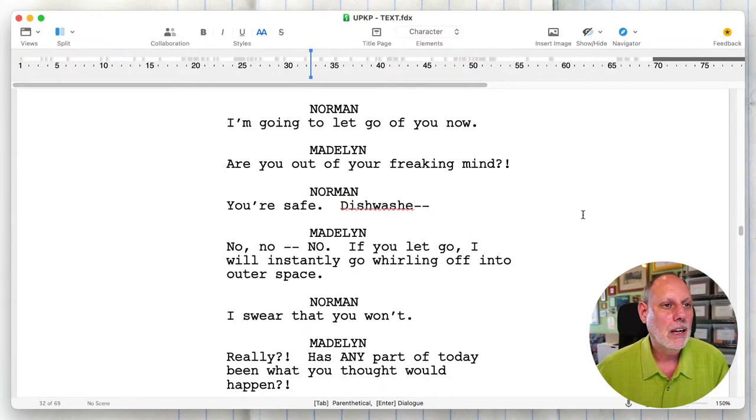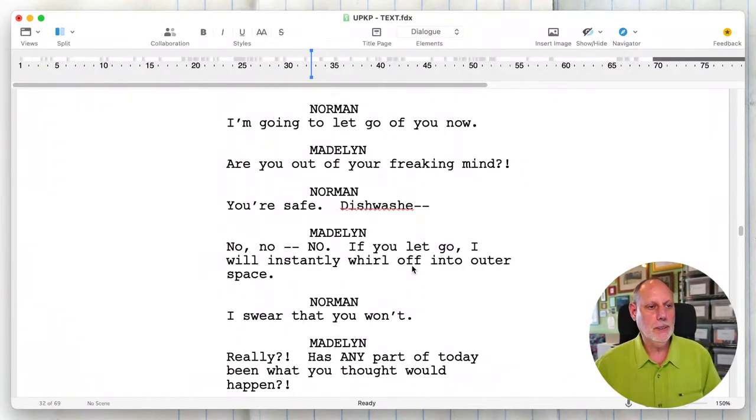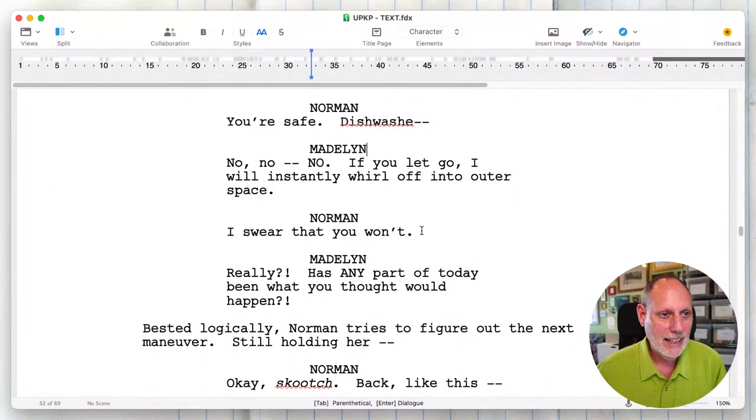Okay. This dialogue is excellent. "I'm going to let go of you now." "Are you out of your freaking mind?" "You're safe." "Dishwasher." He's saying something that she said, which is meaningless to him, but says, "No, no, no. If you let go, I will instantly go." Go. I don't like go. "If you let go, I will instantly whirl off into outer space." "I swear that you won't." "Really? Has any part of today been what you thought would happen?"